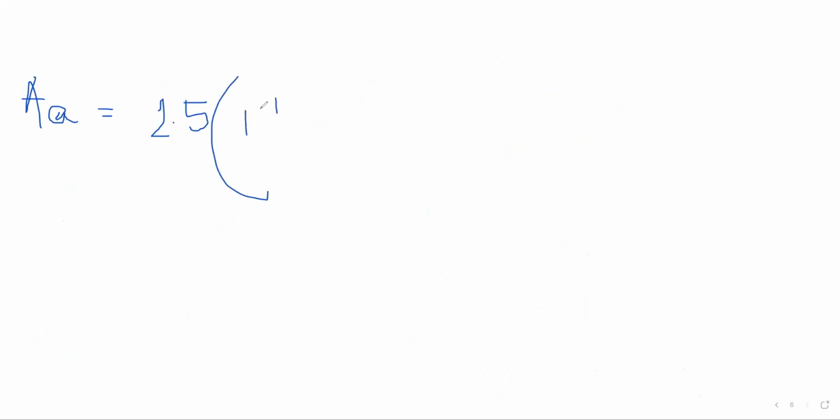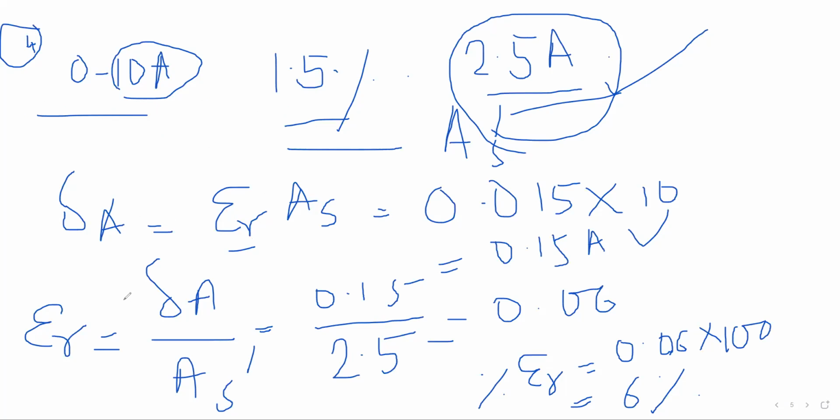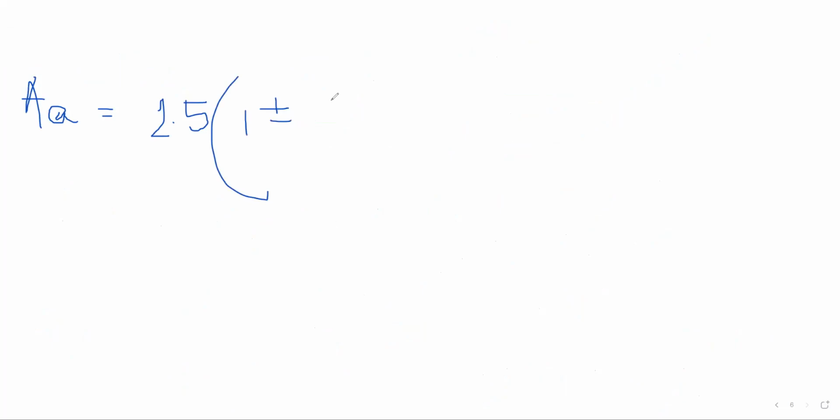2.5 and in bracket 1 plus minus epsilon r. What is epsilon r? Epsilon r is 0.06. Yeah. So this is the limit. From here you can easily find out the limits. Okay. So this is the thing and nothing much. Okay. So this is the way how we do the problems, finding out the safe value as well as the epsilon r.